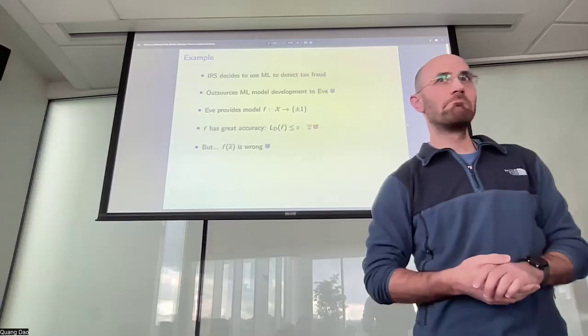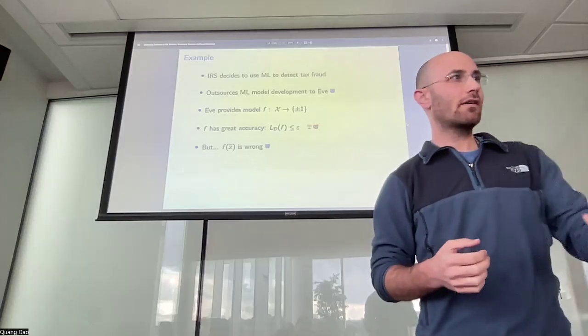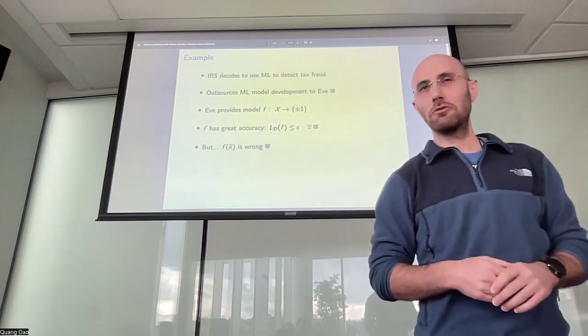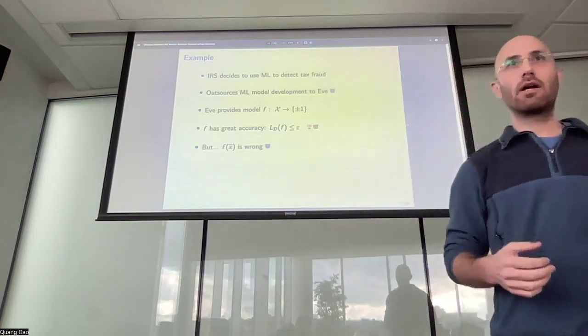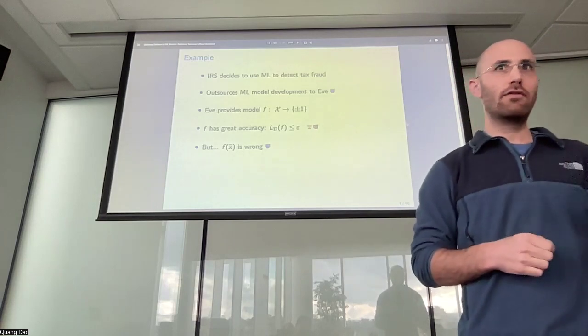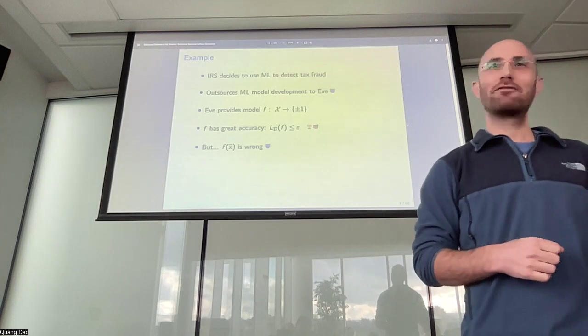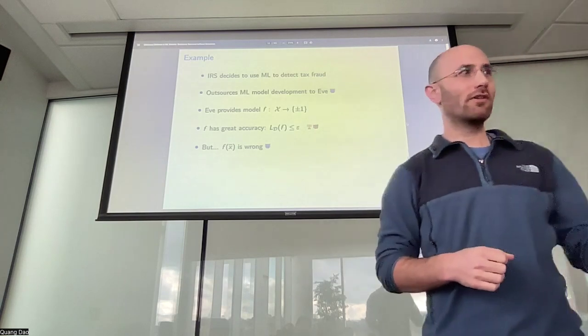So maybe there's some x tilde where for that x tilde, f gives the wrong answer. What do I mean by the wrong answer? So imagine, for instance, if x tilde is Eve's tax filing, then that will always be marked as safe. Okay, that would be very convenient for Eve.